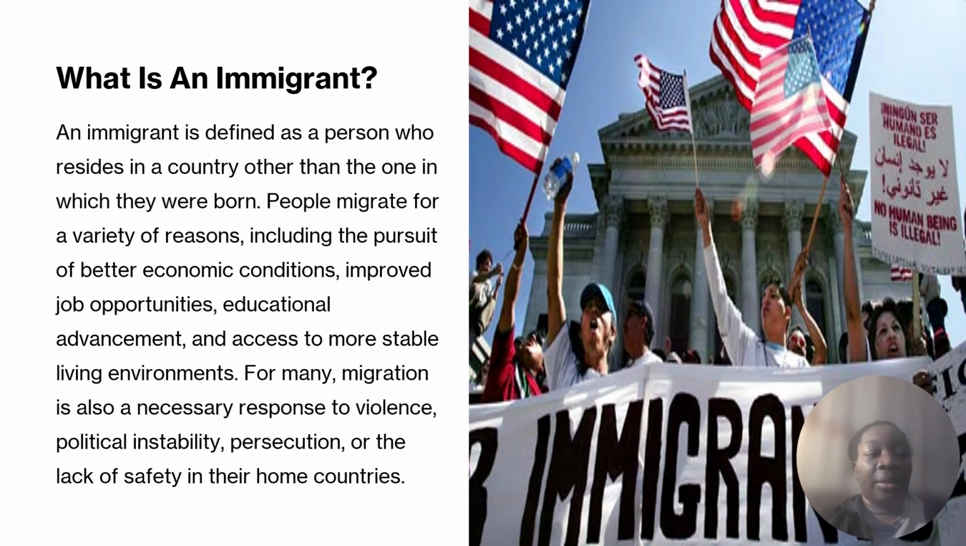So, what is an immigrant? An immigrant is defined as a person who resides in a country other than the one in which they were born. People migrate for a variety of reasons, right? Including the pursuit of a better economic condition, improved job opportunities, educational advancement, and access to more stable living environments. For many, migration is also a necessary response to violence, political instability, persecution, and the lack of safety in their home countries.